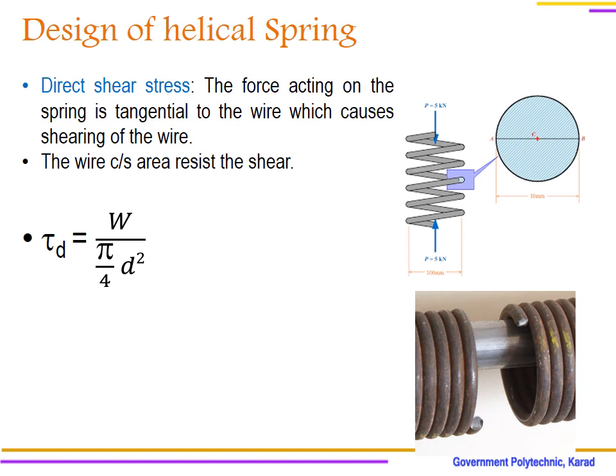We write tau D, the direct shear stress, is equal to W upon pi by 4 D square, where D is the diameter of the wire. This is the shear stress due to whatever force is acting on a spring. So we have seen that tau D can be given by 4W upon pi D square.